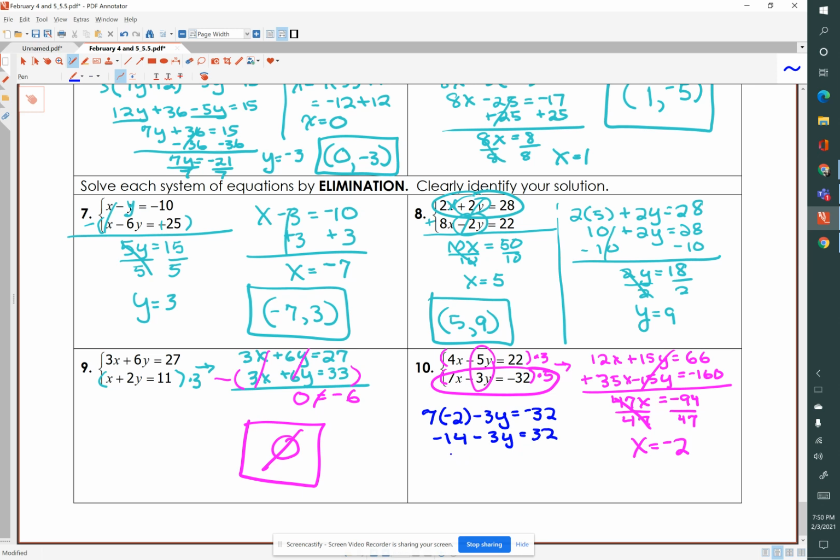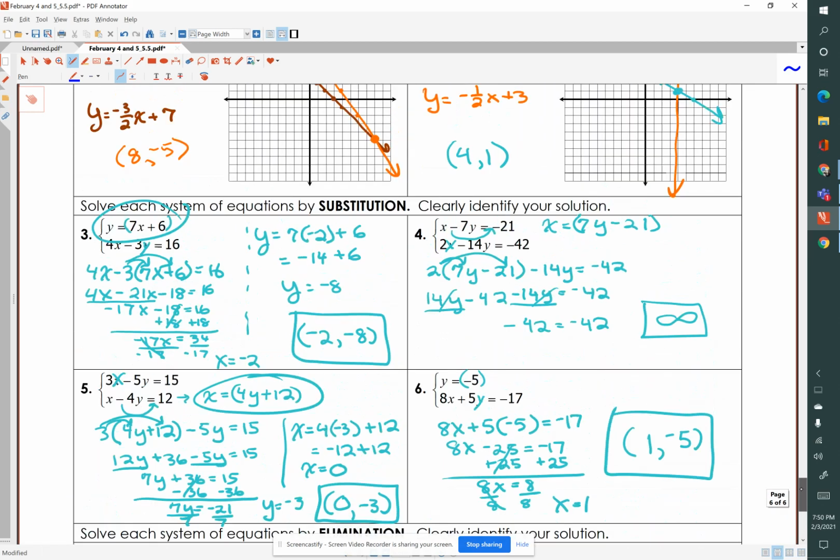And I'll add 14 to both sides, which will give me negative 3y equals negative 32 plus 14, which is negative 18. And divide both sides by negative 3. And y equals 6. So my solution is negative 2, 6.